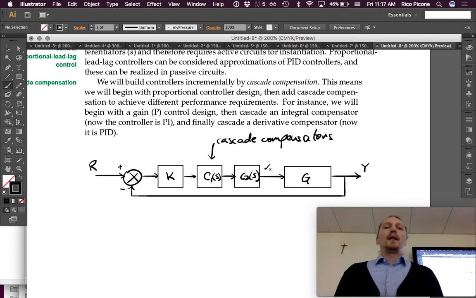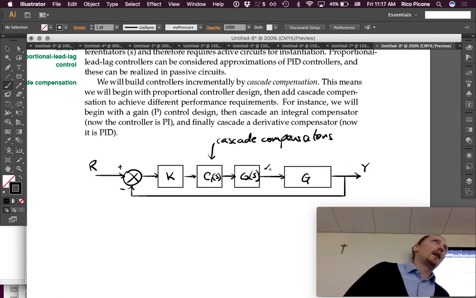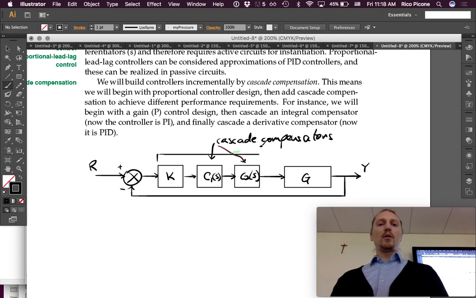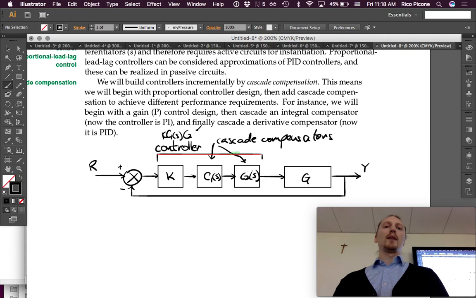And that brings about this terminology of compensation. So these are the cascade compensators. In the end, this whole block together, if you combine these things into one transfer function, would just be called a controller. And that controller would have transfer function k, C1 of s, C2 of s, combining the three together.